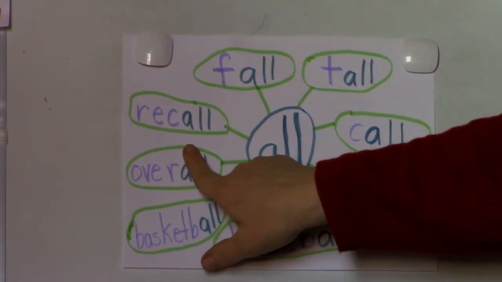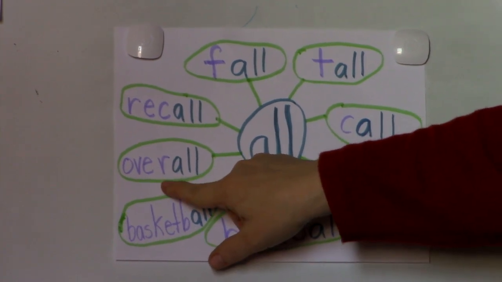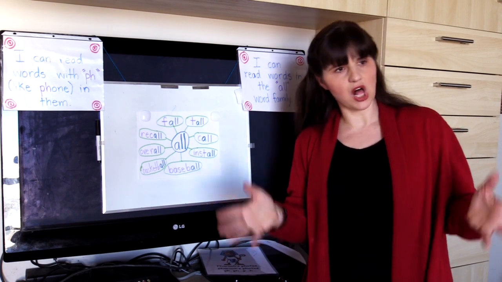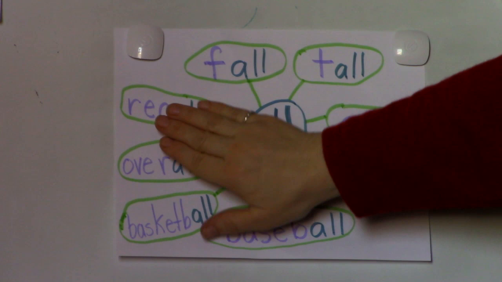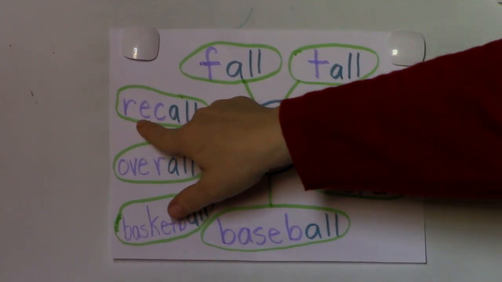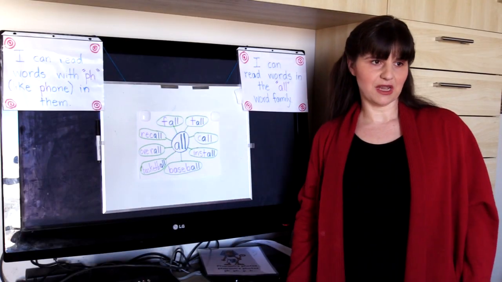This splits right here. Over. Remember, ER just says all. Overall. That means all together. Overall, it's been a great week. Overall. And then this one splits here. This is the prefix. That means it goes before. Recall. Recall.